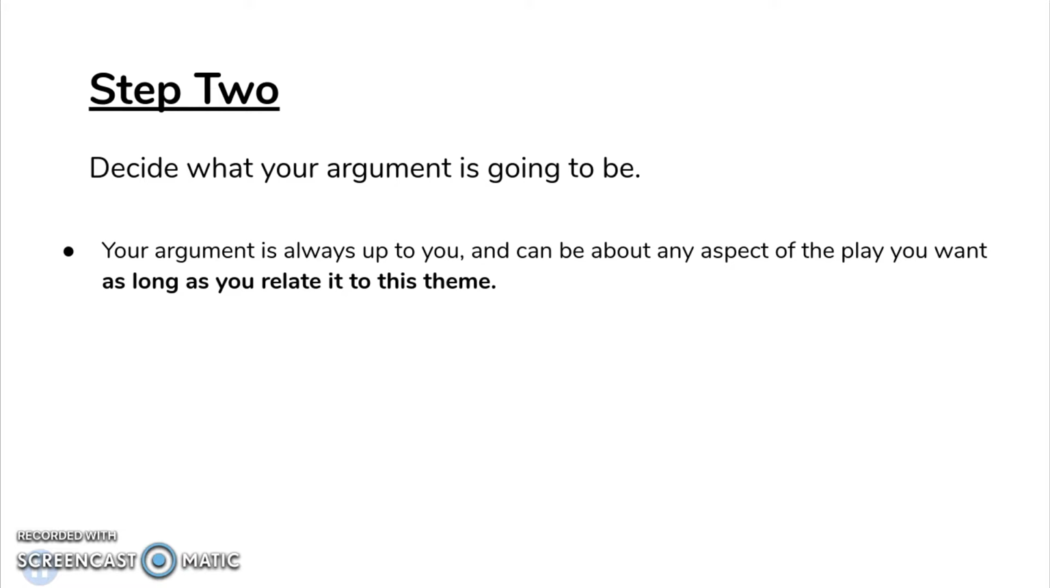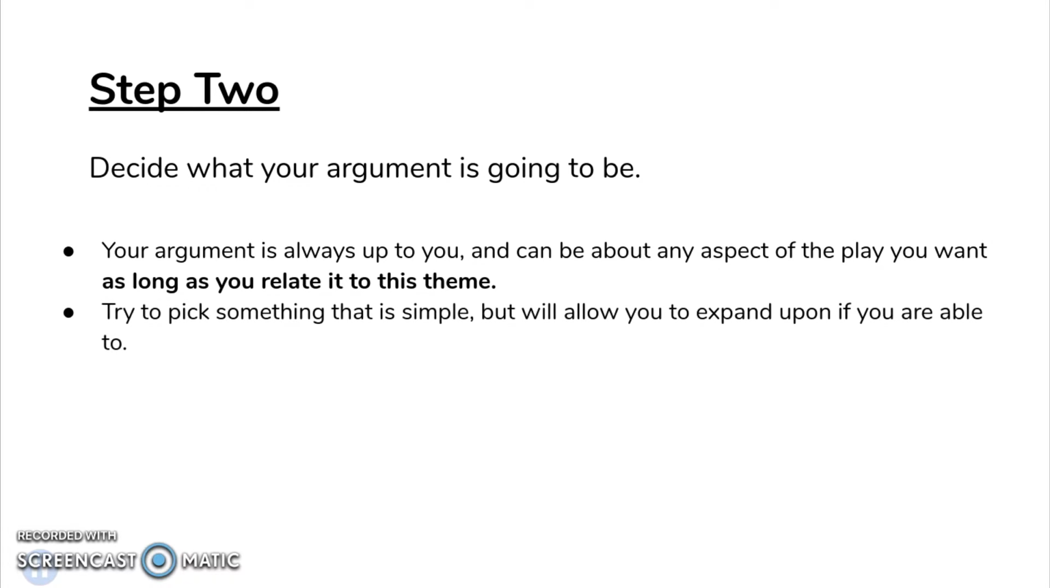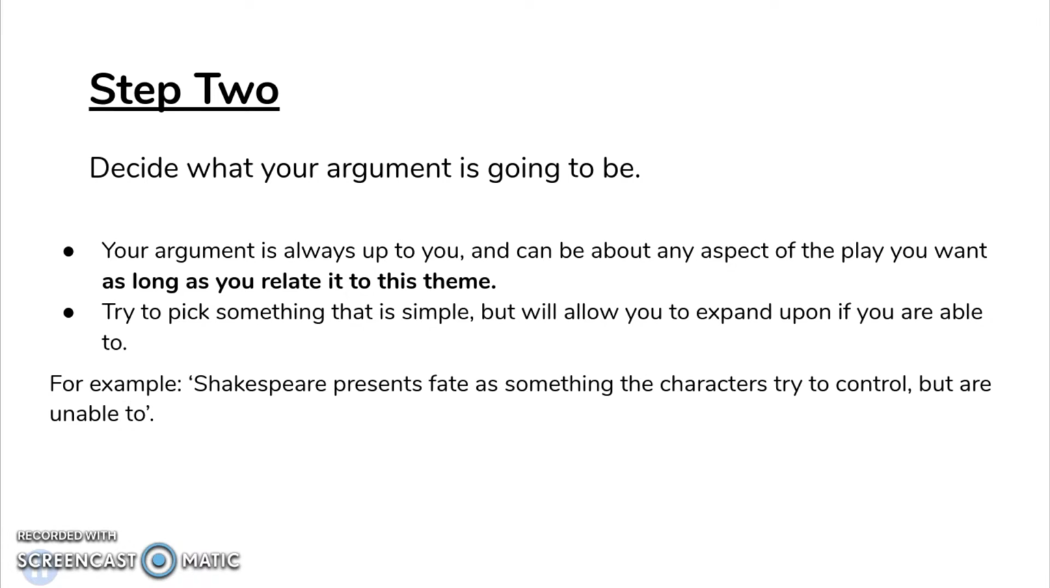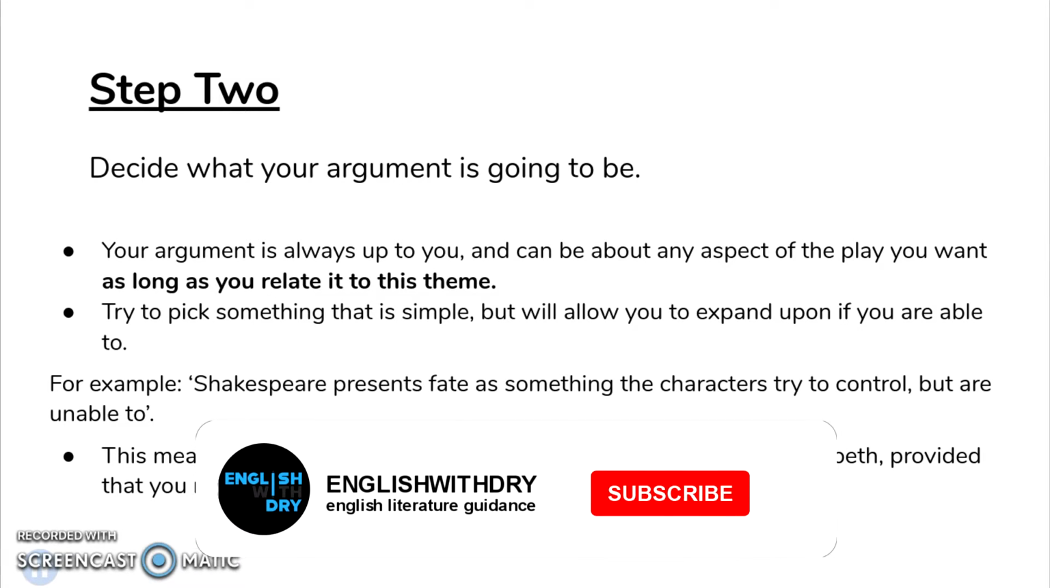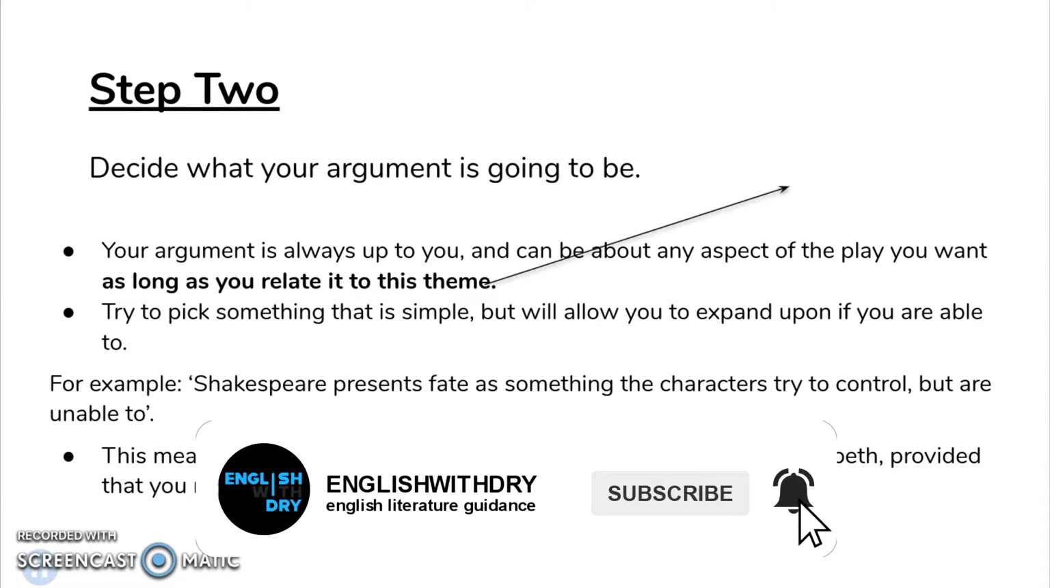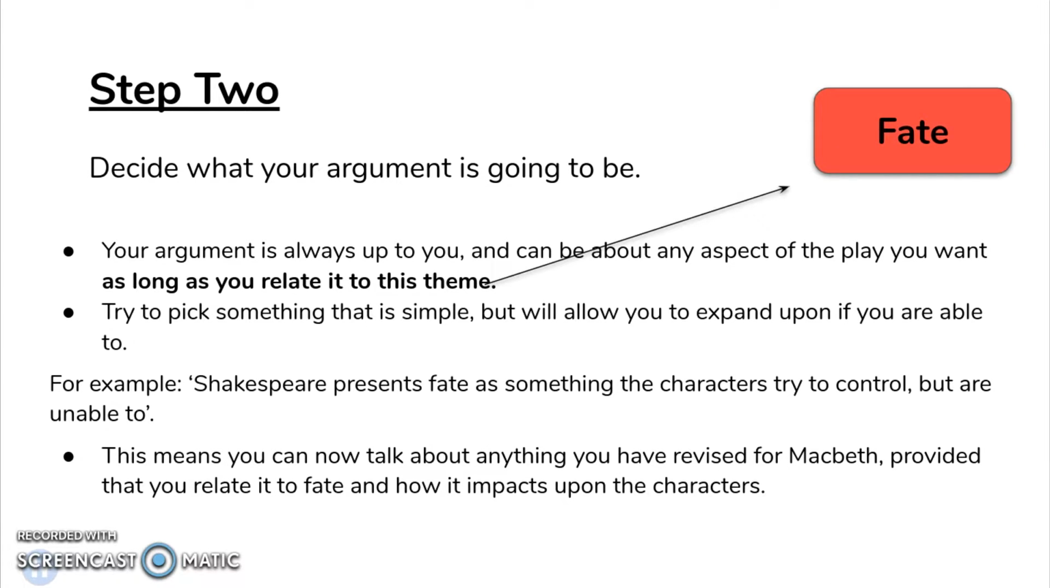Try to pick something that's simple, because that's the best way to allow yourself to expand later on if you're able to. So, for example, my essay argument would be Shakespeare presents fate as something the characters try to control but are unable to, right? This means you can talk about anything you've revised from Macbeth, anything at all, as long as you relate it to fate and how it impacts on the characters, okay? Just remember, whenever you're reading through what you have written, just ask, is this going back to fate enough? Is this focusing on the idea of fate?